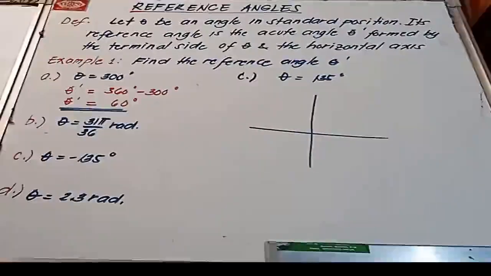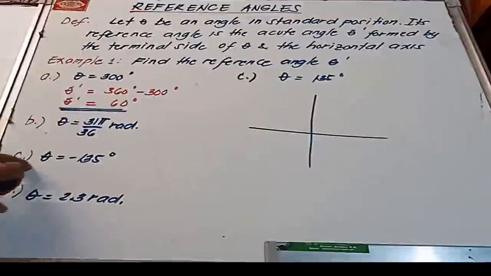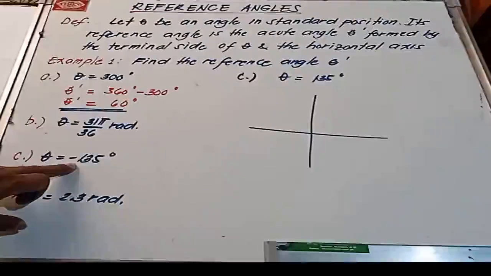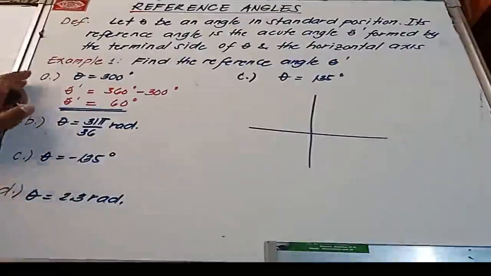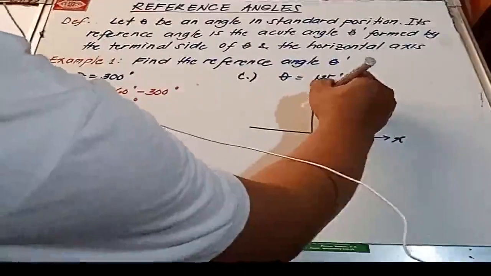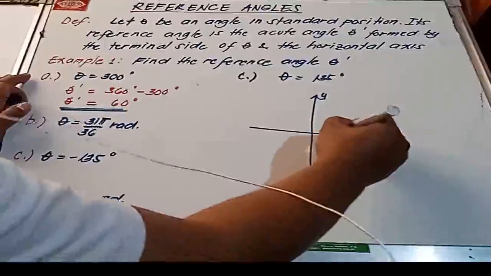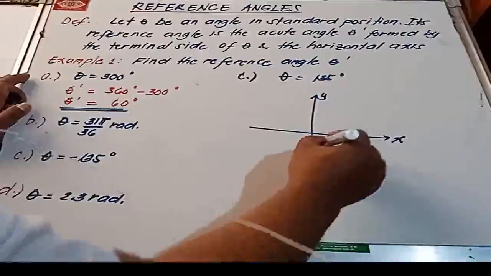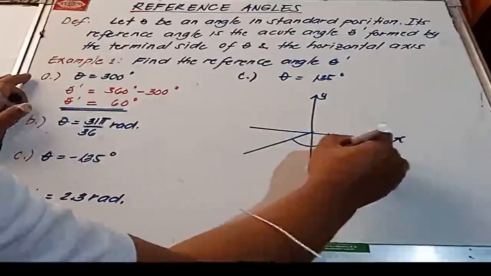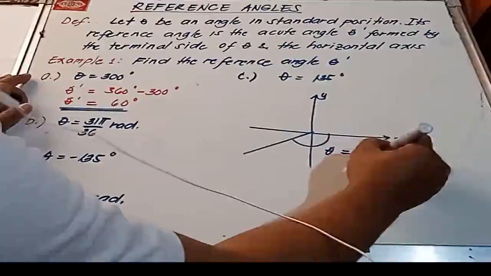Now, we have letter C example. Angle theta equals negative 135 degrees. Now, we have a negative value of this angle. When we say negative angle, the angle of rotation of this angle is a clockwise direction starting from the positive x-axis. Ito yung x-axis natin. Ito yung y-axis. So, negative 135 is located dun sa ating third quadrant. So, ito yung ating angle standard position.